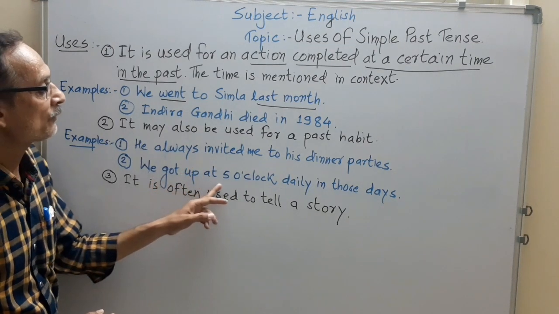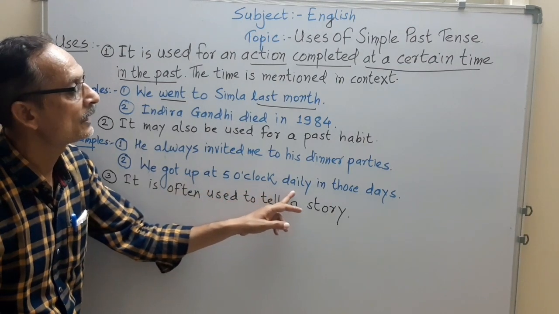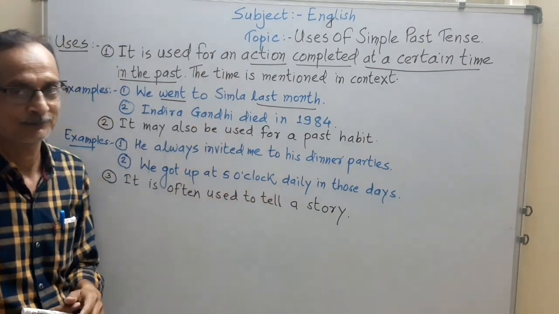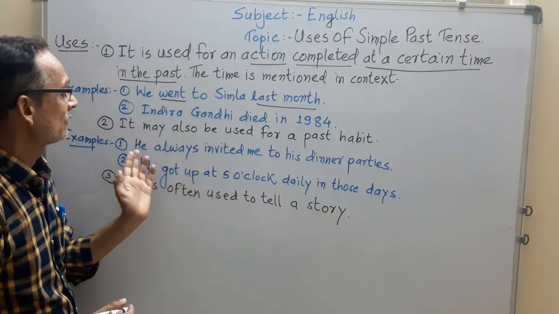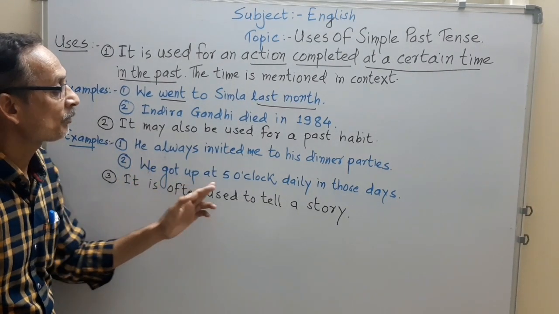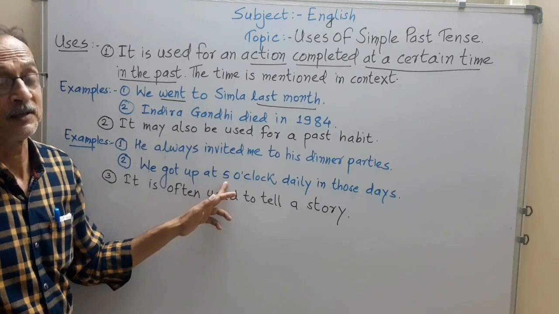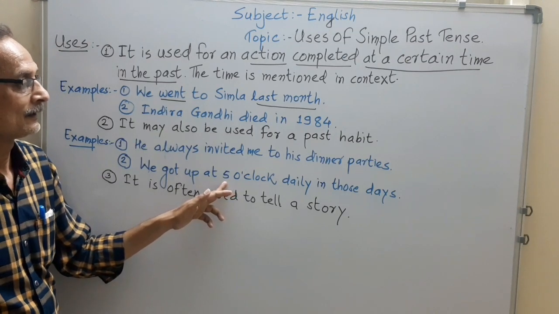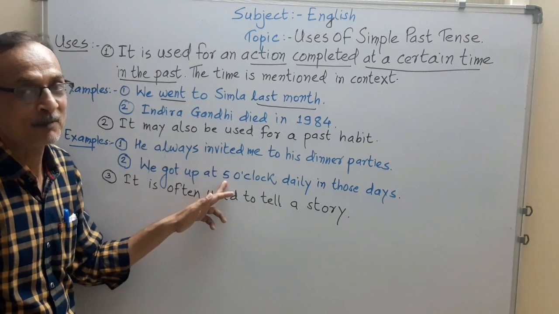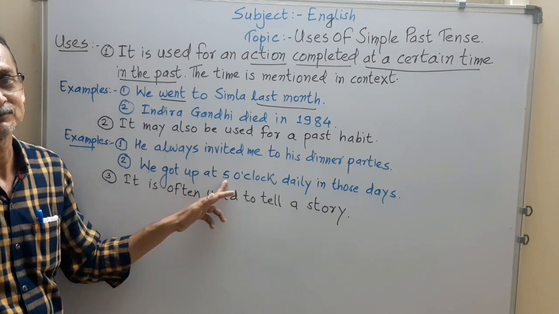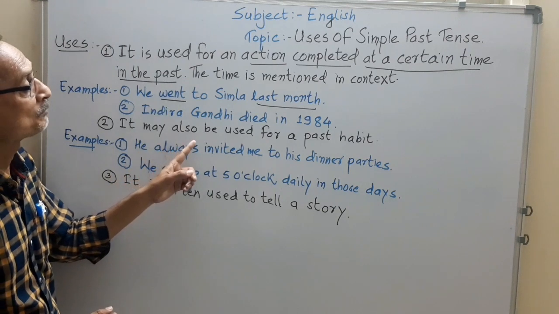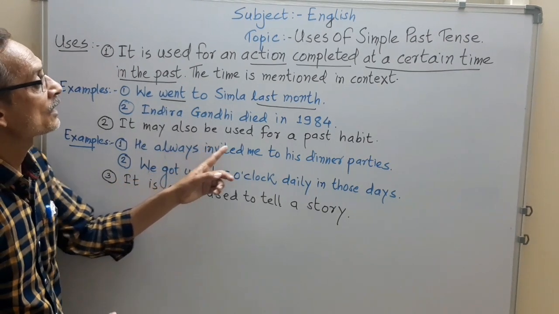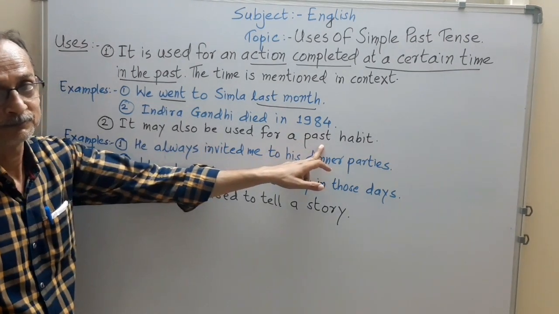Second, we got up at 5 o'clock daily in those days. In those days, the narrator got up at 5 o'clock daily. That was the past habit of the narrator. And in that way, with this simple past tense, we can show past habits.